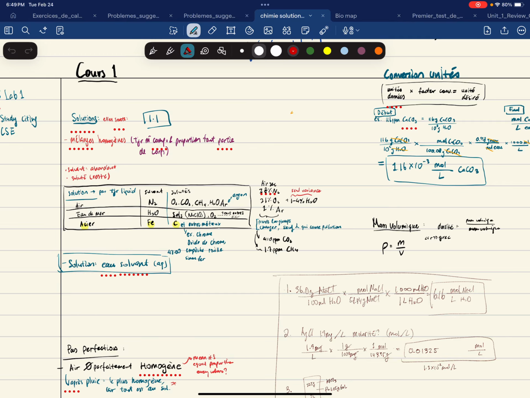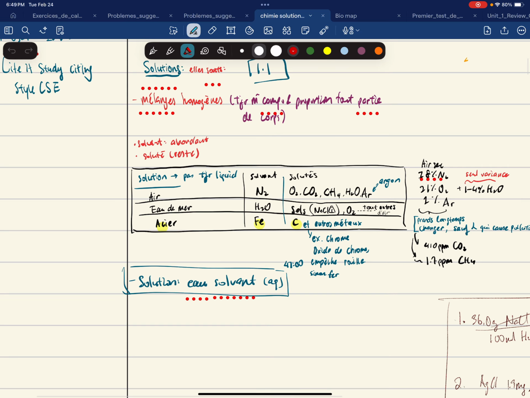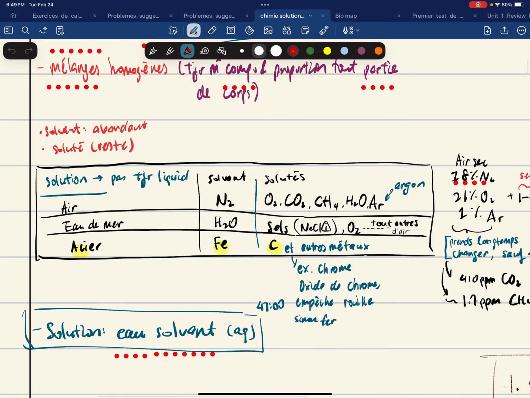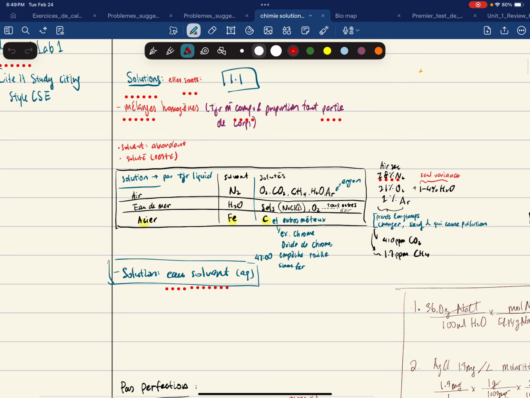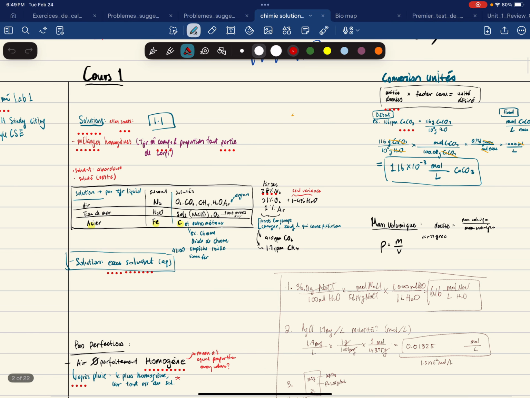There could be solvant, soluté. Soluté is the particles and solvant is the majority. And most of the solutions are not pure. So the pure solution does not exist. Most likely does not exist. Like air is not completely solution. There is stuff like azote, O2, CO2, methane, water, argon. In the water there's salt. In acid there's iron and carbon.